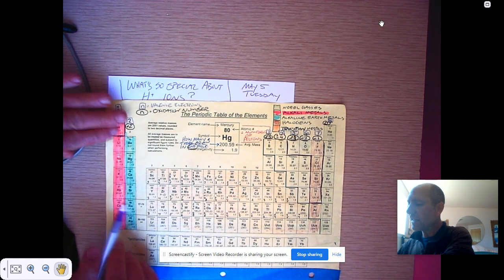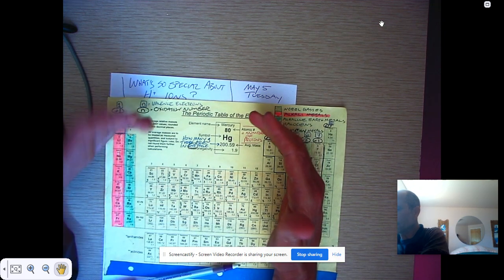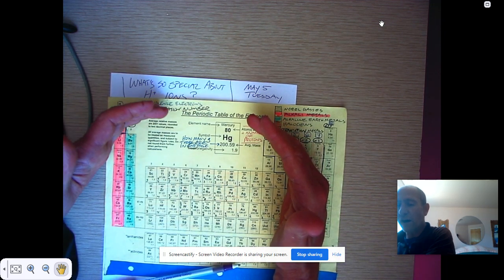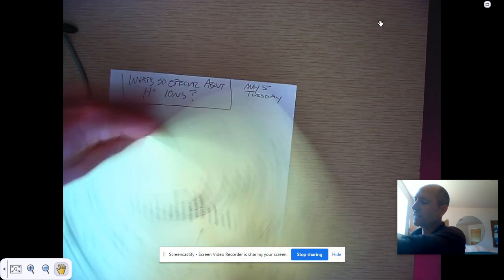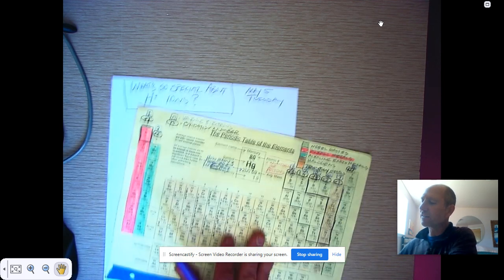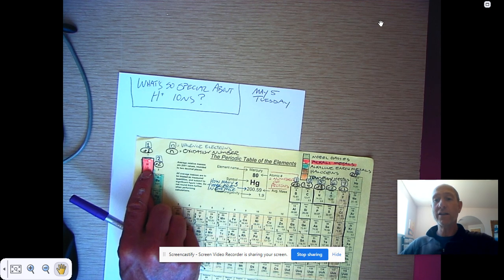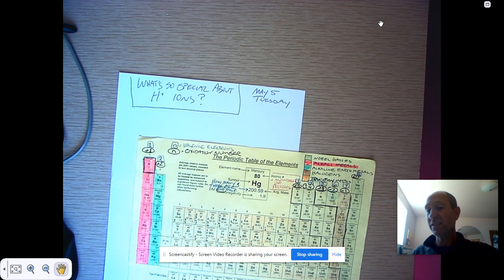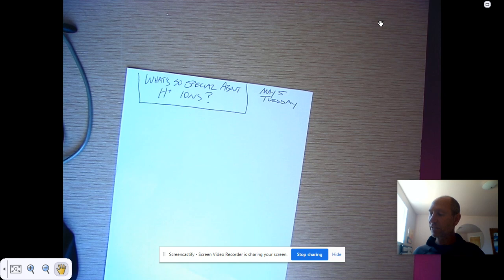So if you take any of these other cations, all of these cations right here, and put them on any of these anions back here, you get just a regular old salt. But if your cation is a hydrogen ion, an H plus ion, then your salt is an acid. Why? What's so special about hydrogen ions? That's what we're here to suss out.